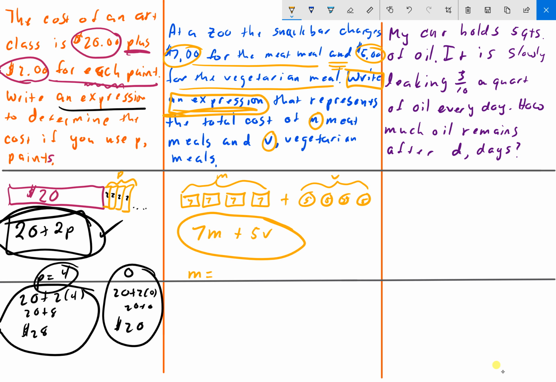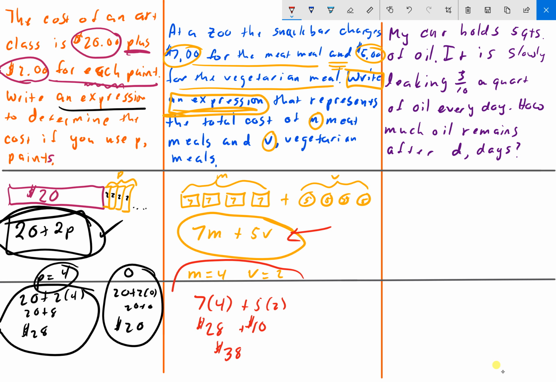So what would happen if I had ordered 4 meat meals and I had ordered only 2 vegetarian meals? Maybe there's not a lot of people with me at the zoo. I would have 7 times 4 plus 5 times 2. 1, 2, 3, 4. That's $28 for the meat meals. And I only ordered 2 vegetarian, so 5 and 10. $10. So I'd have to pay $38. And once again, this is the actual expression. This is what they're actually looking for.